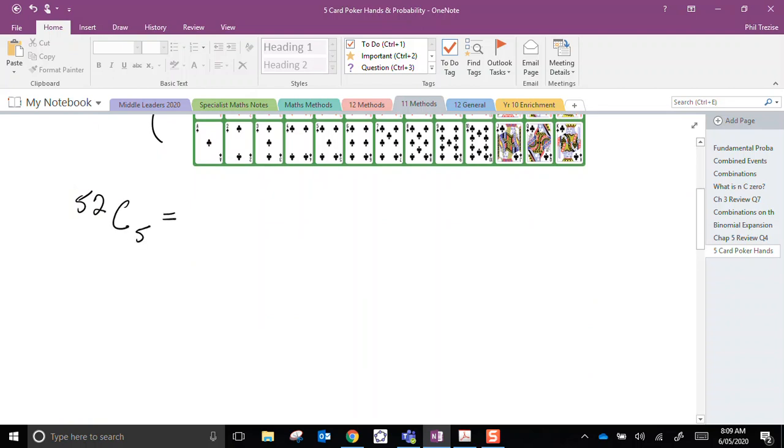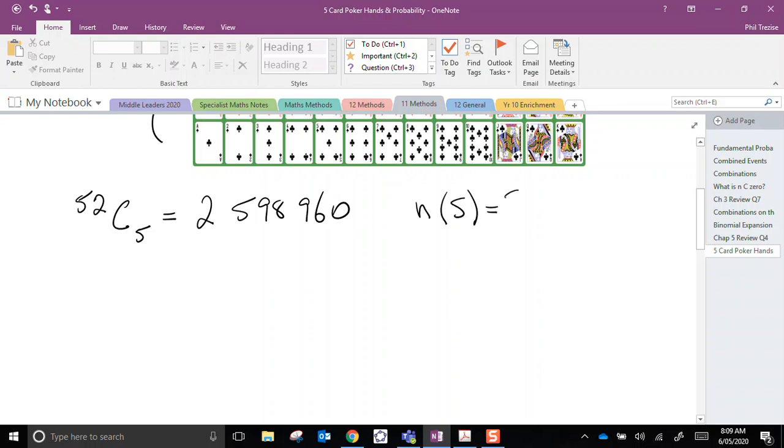Now, you can plug that into your calculator. Of course, you could use the formula if you want, but unsurprisingly, there is a very large number of ways of doing this. It's 2,598,960 possible ways of choosing 5 cards from the full deck of 52. Now, that's an important number because that's going to end up being the denominator in all of our probabilities. If you like, this is the number in the sample space.